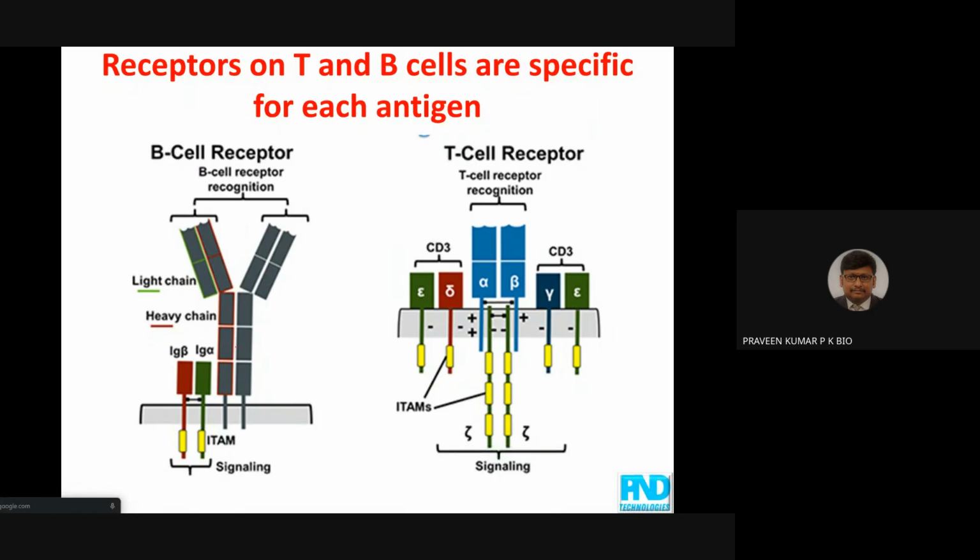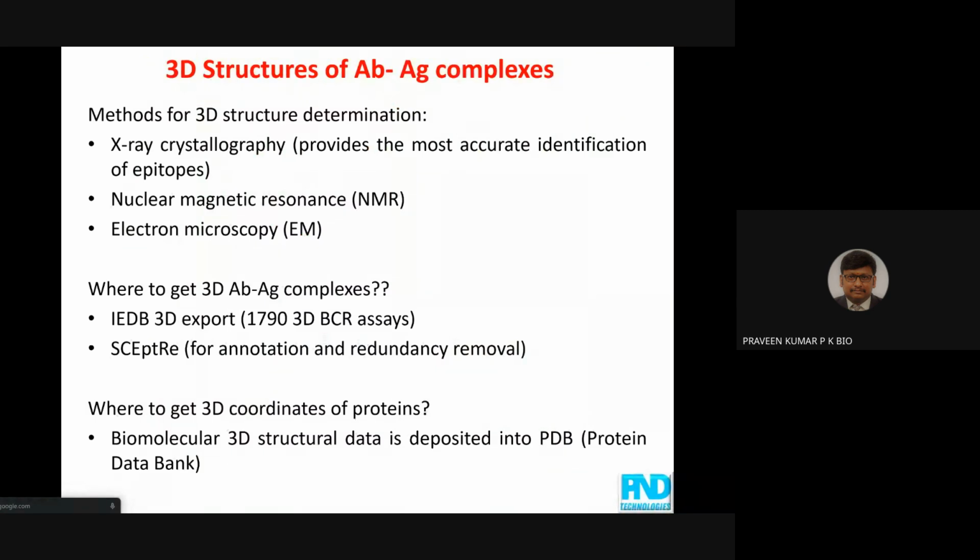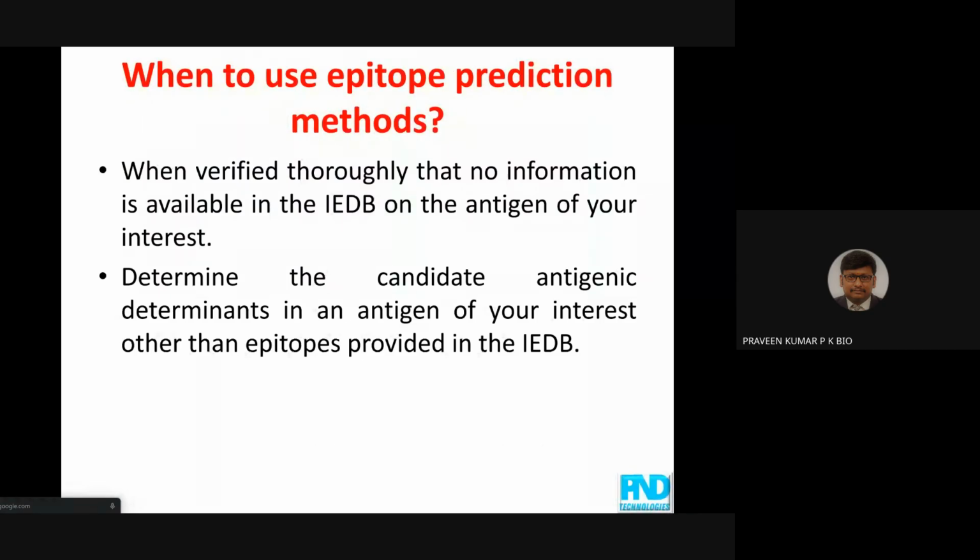Okay, so the structure is slightly different with respect to the T cell receptor. It looks like an antibody-like structure, isn't it? And the top one, whatever we see, is the B cell receptor recognition. Okay, and we can see the 3D structures of antibody-antigen complexes. We can also take sample files from the PDB website. That's what I showed. We will be seeing the same in the subsequent slides.